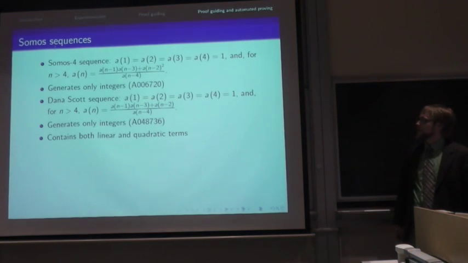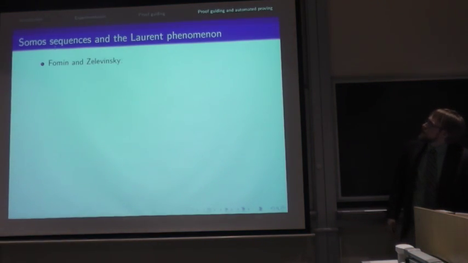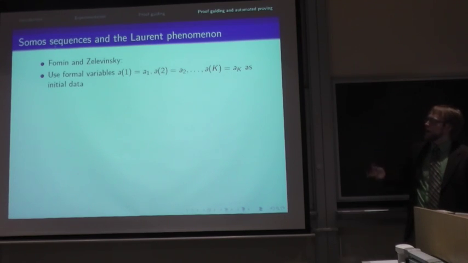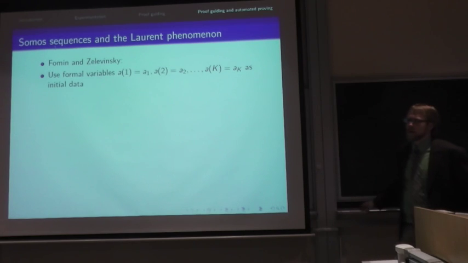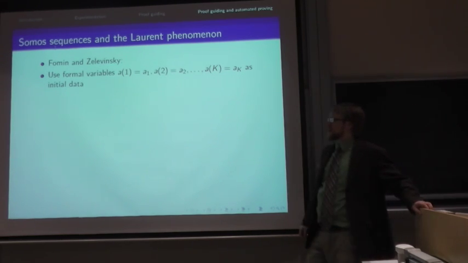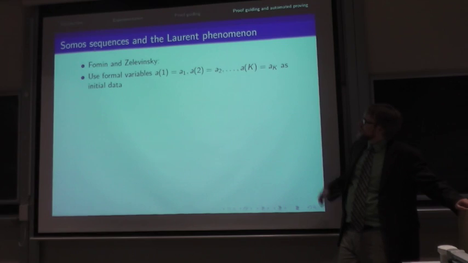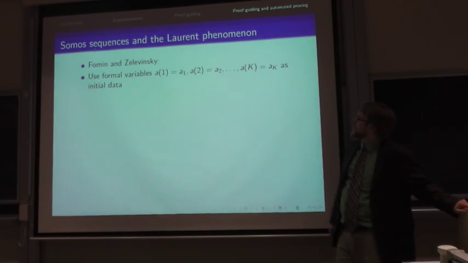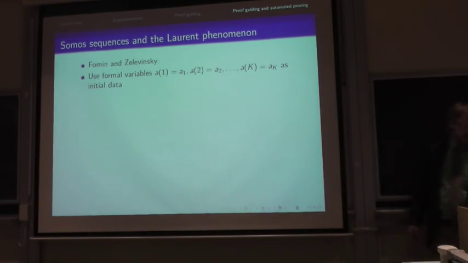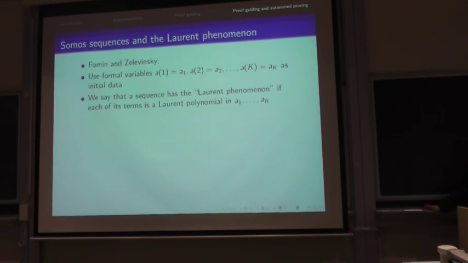This contains both linear and quadratic terms. These are actually the previous ones. They got proved by ad hoc methods. Fomin and Zelevinsky came up with a very good machinery to do this. So they used formal variables a1, a2, up to ak as initial data. And so we say that a sequence is a Laurent phenomenon if each of the terms in your sequence ends up being a Laurent polynomial in a1 through a sub k.